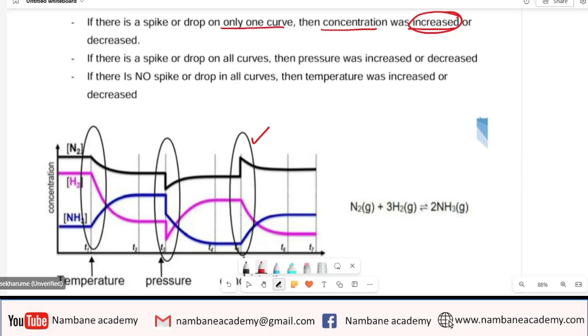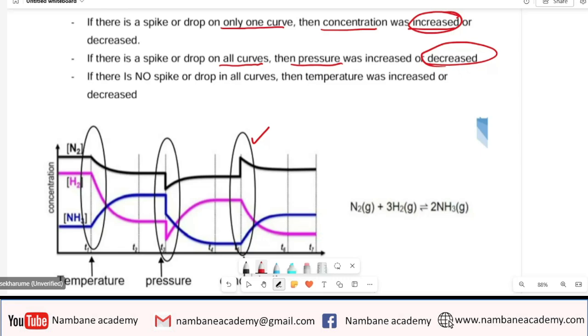Then the second one: if there is a spike or drop on all curves, then it is the pressure. So it must be all curves, and the pressure was either increased or decreased. Here the spike is facing down, so the pressure was decreased. If there's no spike or drop in all curves, we know the temperature was increased or decreased.